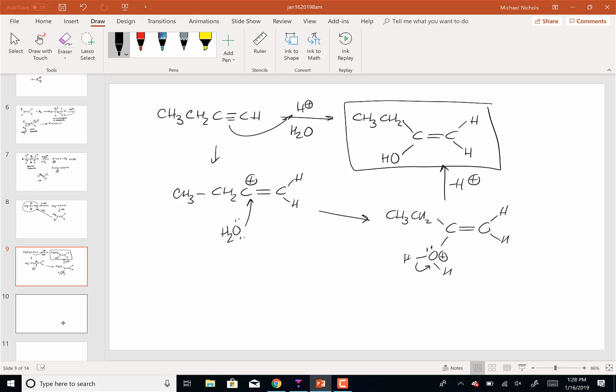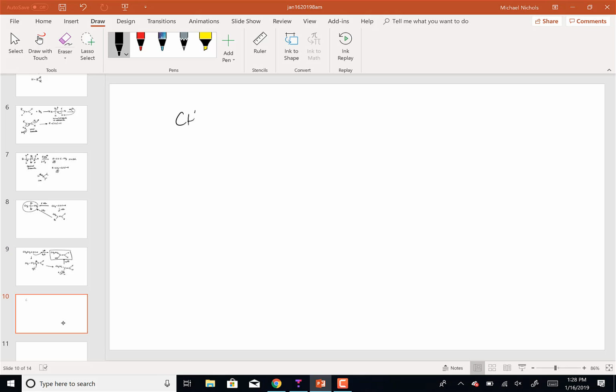So the final product's the ketone. I will come over here and write that product again, only I'm going to move the OH there. What is this molecule called? An enol. Why is it called an enol? It's half alkene, half alcohol. So it's an enol. Is it stable? Simple ones are not stable.